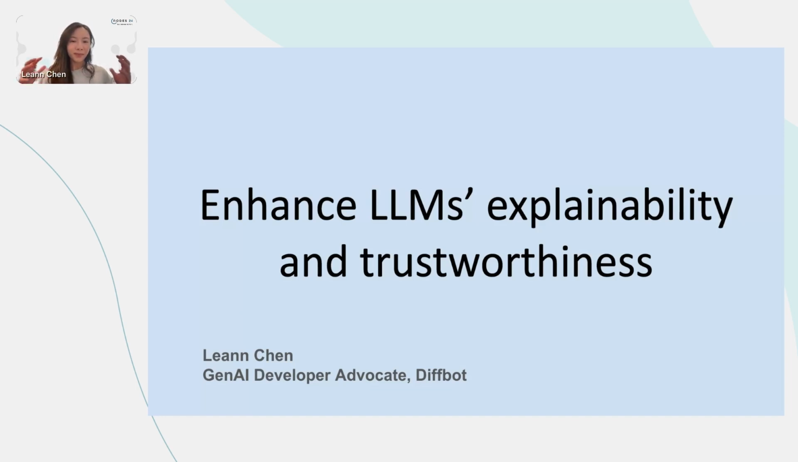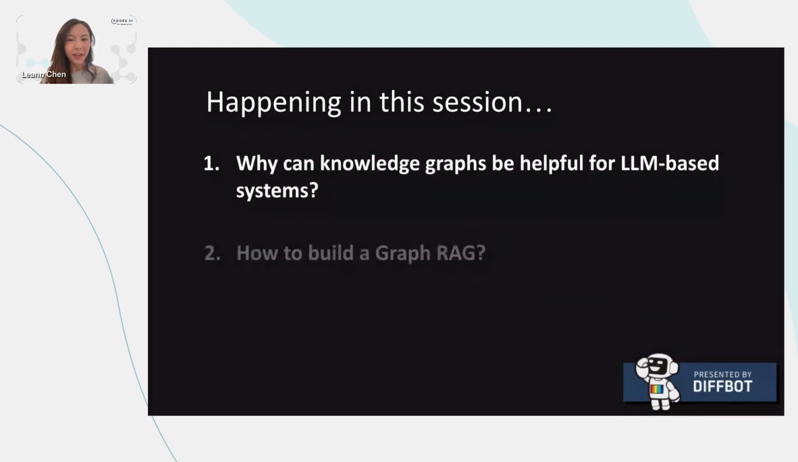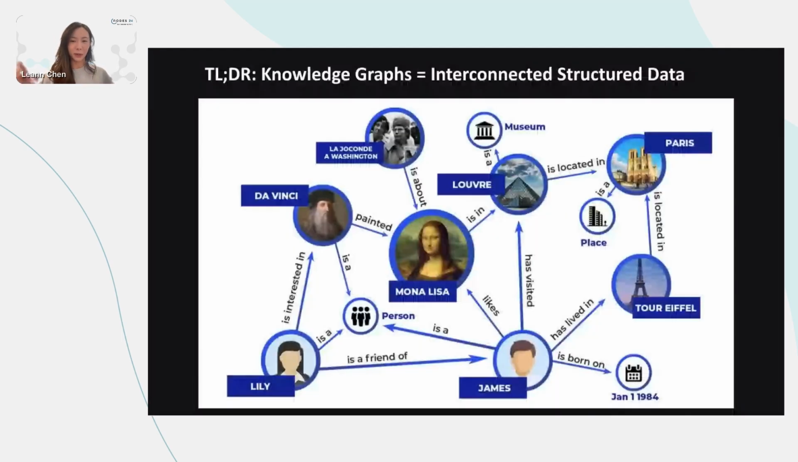Because we're at Neo4j's NODES 24, you've probably attended a lot of sessions about knowledge graphs. I assume most of you are familiar with them, but I still want to give you a TLDR. The TLDR of knowledge graphs is interconnected structured data.